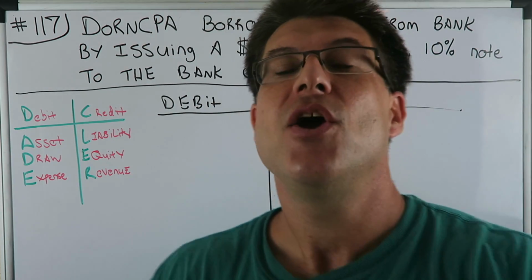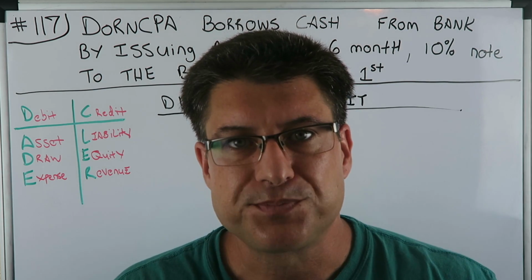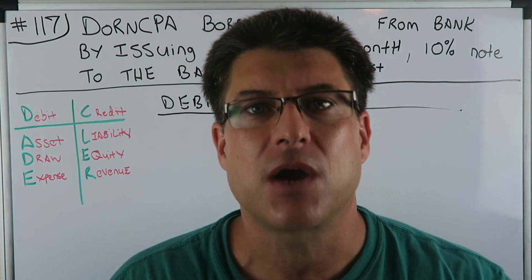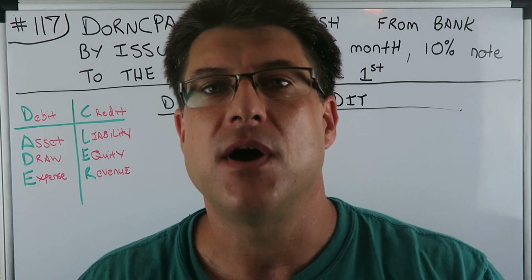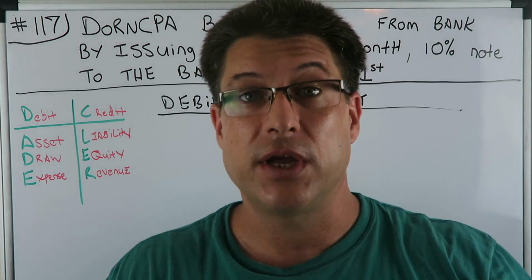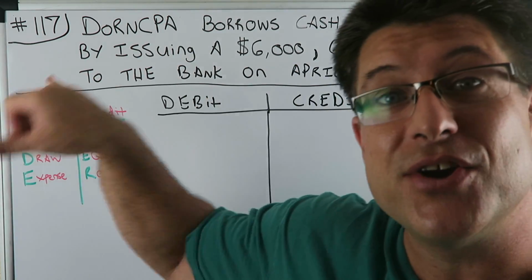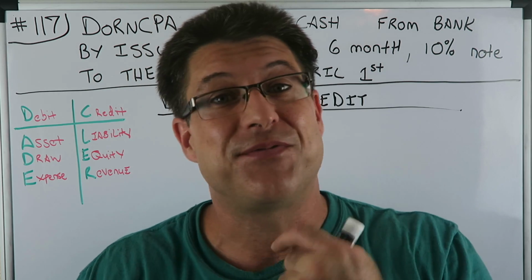What are we doing today? We are going to talk about a note payable. We are going to talk about borrowing from a bank and putting that on the board. Journal entry for a note payable, okay? Now, this is number 117 of my Accounting for Beginners series.